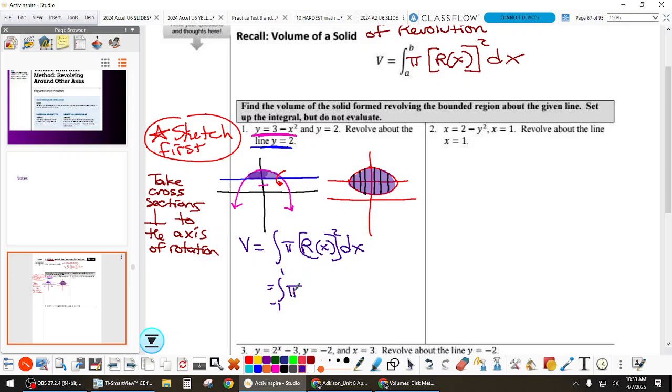All right. And then what's our radius going to be? It's going to be our parabola minus 2. Yeah. 3 minus x squared minus 2, whole thing squared. Why is it squared? Because it's the formula for a circle. Good. Area of a circle.